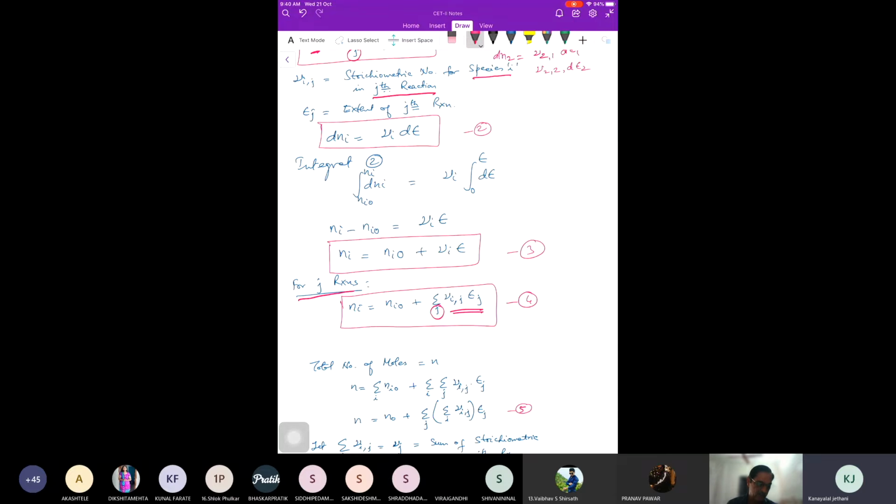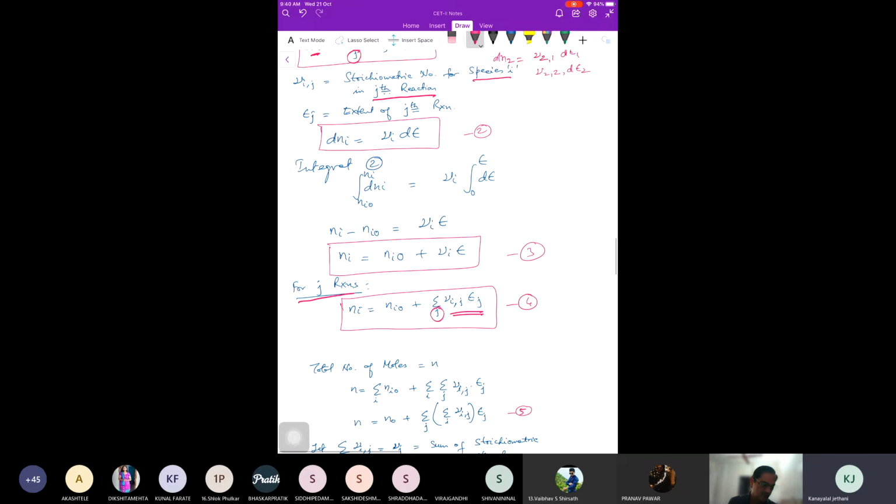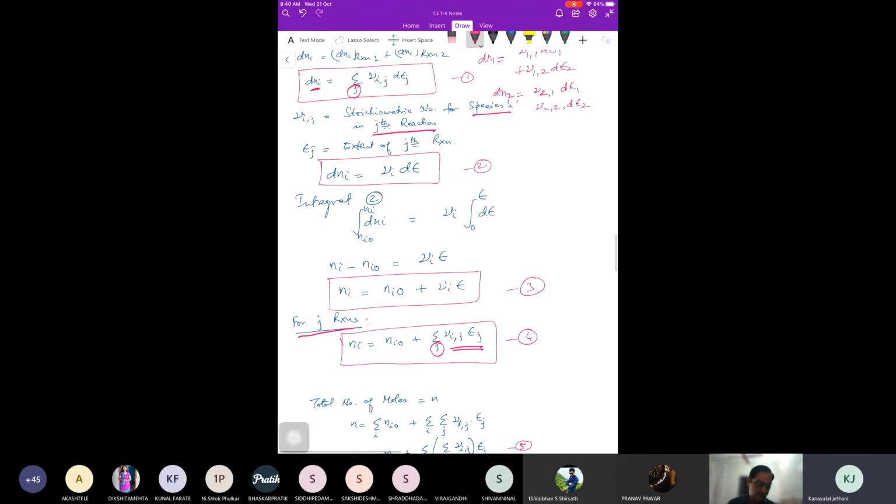जितने भी रिएक्शन है सबके लिए summation लेना पड़ेगा हमारे को, summation of nu ij into epsilon j, जैसे ऊपर लिया था हमने, यहाँ पर वहाँ पर summation लेना पड़ेगा, right। यहाँ पर dni था, यहाँ पर ni को ni0 plus summation of nu ij and epsilon j and summation is over j reactions. Any questions on equation 4?